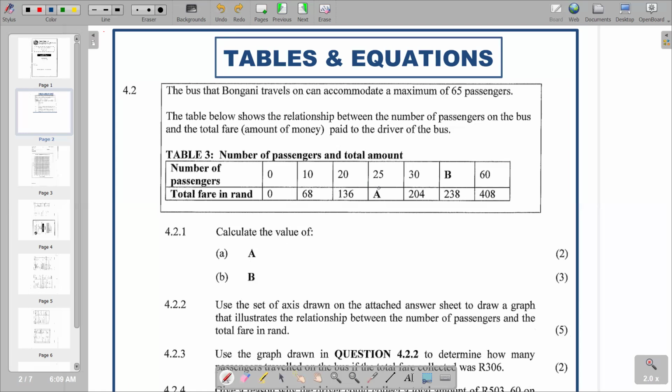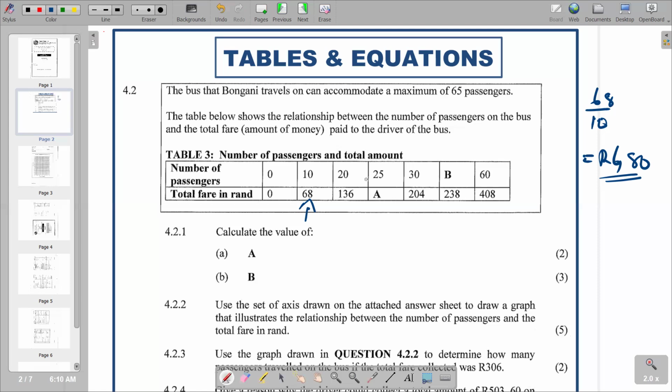Since you are only given the number of passengers, you need to find the fare per passenger, then multiply it by the number of passengers to get the total fare. To calculate the fare per passenger, you can just look at the first pair here, which has a total fare of 68 rand and 10 passengers. So you simply say 68 divided by 10, and the answer is 6.80.